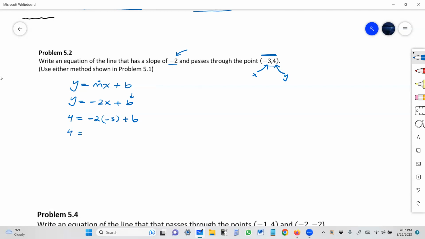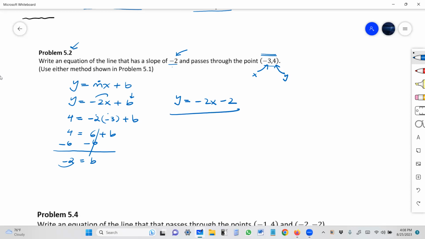So 4 equals -2 times -3 is 6 plus b, minus 6 on both sides. And I have 4 minus 6, which is -2. I found b. Your very last step is to write the final equation of the line. So here is my -2x, and here is my -2. So this is the equation of the line dealing with problem 5.2.